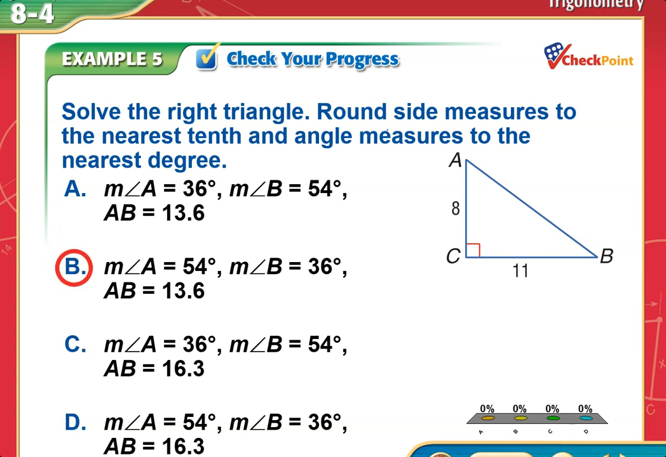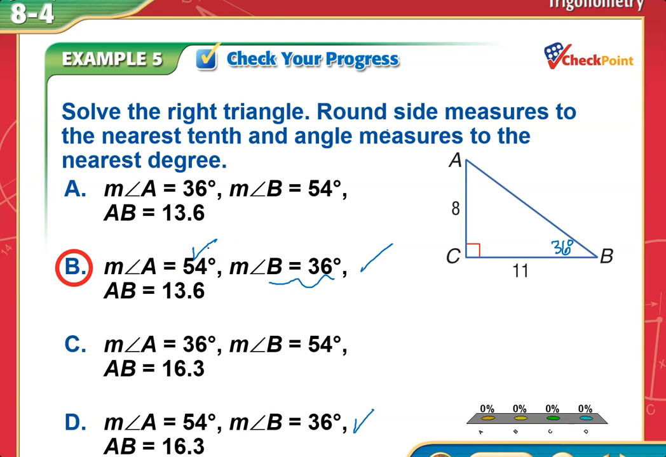So, how do we do that? Well, again, it's going to be inverse tangent of 8 divided by 11, and that gives me my angle B, 36 degrees. So we know angle B has to be 36. And if angle B is 36, then the answer only could be B, or D, it looks like. And angle A has to be complementary to it, so it has to be 54.